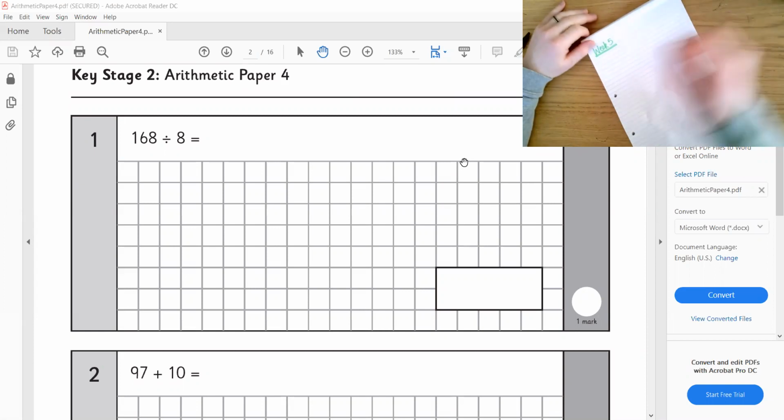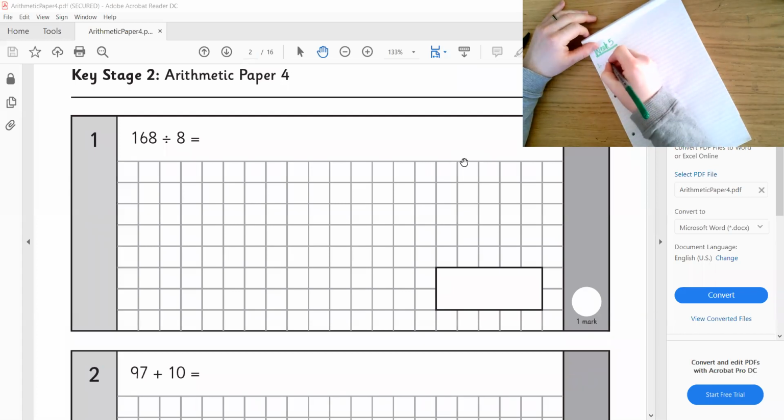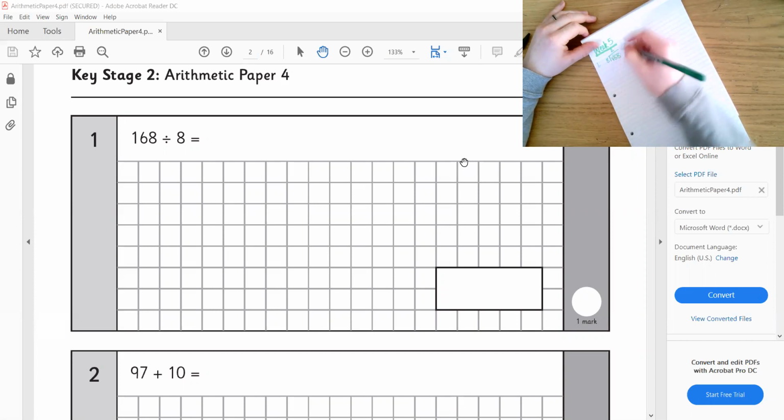Right, we'll start with number 1 then. So number 1 was 168 divided by 8. So with this, I need to know my 8 times table. And I'm going to set it out like a bus stop method. So how many 8s go into 1? None. How many 8s go into 16? 2. How many 8s go into 8? 1. So the answer then would be 21 for question 1.